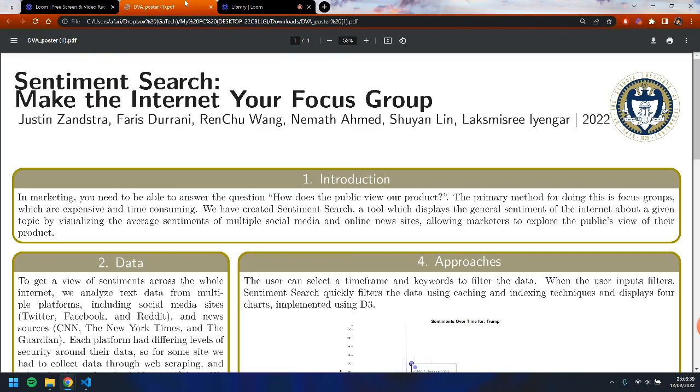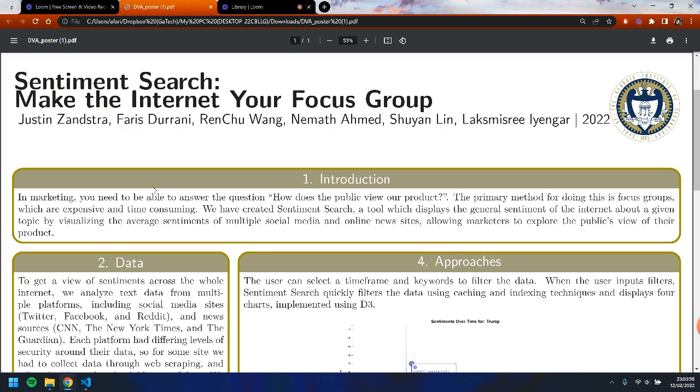In marketing and in politics, you often have to answer the question, how does the public view our product? Or how does the public view this political candidate? The primary methods can be very expensive, which is why we created sentiment search, a tool that displays the general sentiment, or the public's view, given a certain idea.